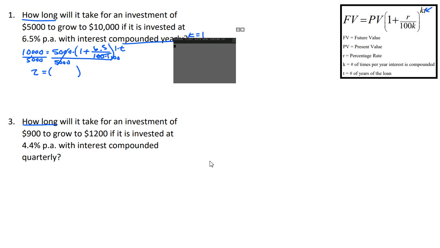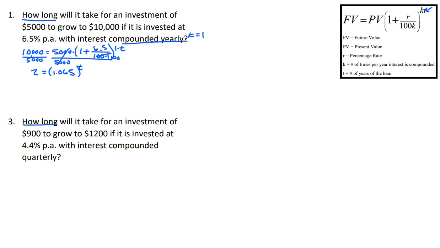So we're going to put that into our calculator. We're going to do parentheses 1 plus 6.5 divided by 100. And that simply gives us 1.065. So this is 1.065 all to the t, right?